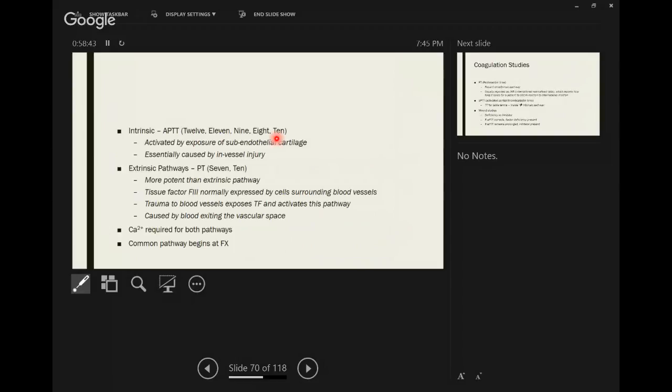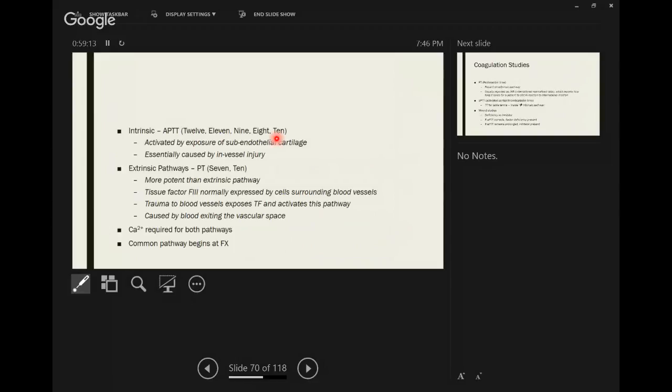Your extrinsic pathway, you just remember it's 7. I know, you start to remember after a while. It's more potent than the intrinsic pathway because obviously if blood's hitting something outside the vessel, it's bad. Tissue factor 3 is normally expressed by cells surrounding the blood vessels. Trauma to the blood vessels exposes tissue factor and activates this pathway, and it's caused by blood exiting the vascular space. Ionized calcium is really important for both pathways.